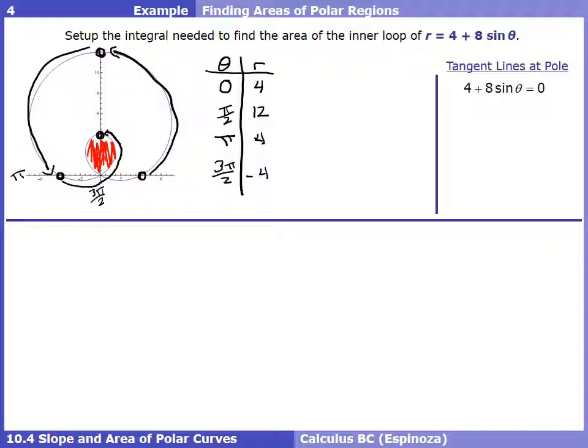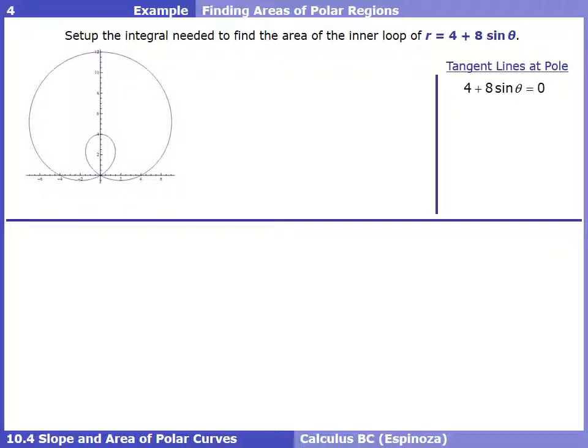So we need to figure out, where does it start, which is where I'm circling, and where does it end when it gets back there? What are those 2 angles where the inner loop starts and where the inner loop ends? Because if we can find those, then those will of course be the bounds on our integral. To find those, we need to practice using that idea of finding the tangent lines at the pole, because that's where that inner loop would start, and that's where that inner loop would end.